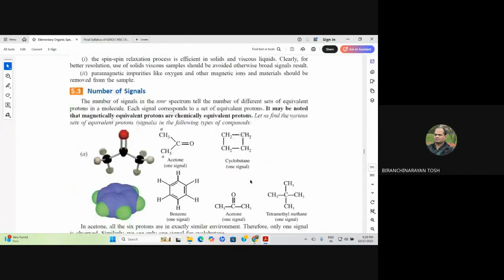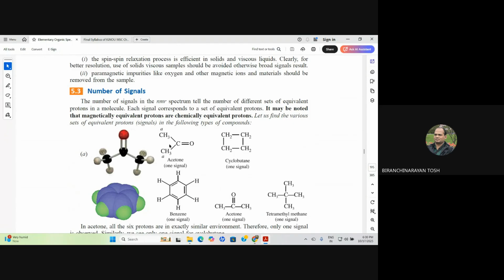Now moving towards the number of signals. The number of signals in an NMR spectrum tells the number of different sets of equivalent protons in a molecule. I gave a little idea in the previous class that we have to find the symmetrical protons. For example, in this case, we have acetone. You can see the CH3 and CH3 are both at the alpha position to this carbonyl group. So both these six protons are there and they are symmetrical.